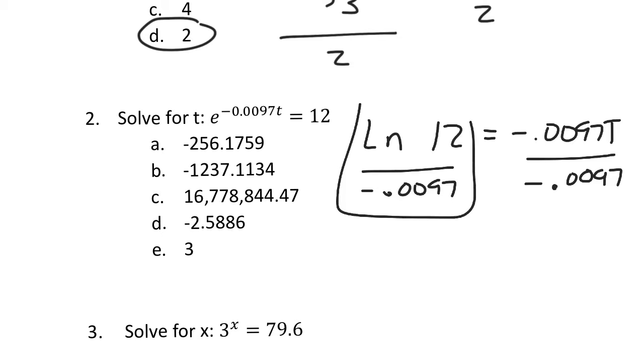So if we enter that in our calculator, the natural log of 12, I just tend to push enter and find that first, and then divide by negative 0.0097, I get negative 256.1759.